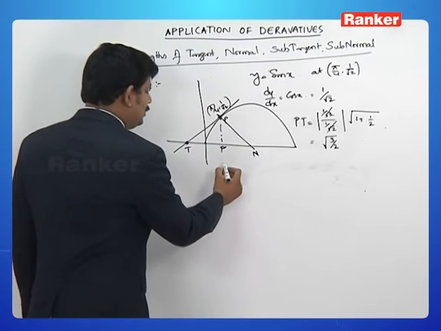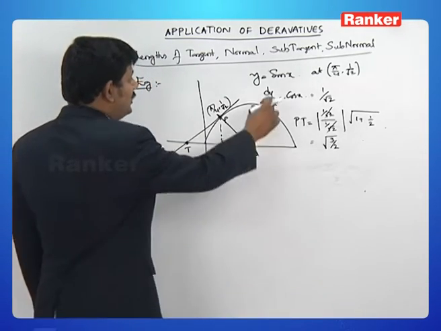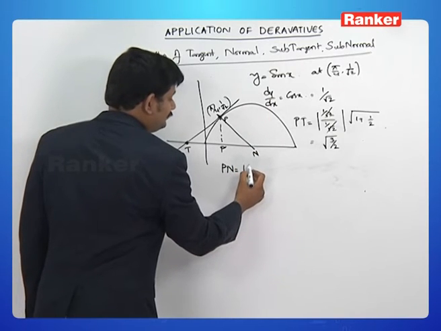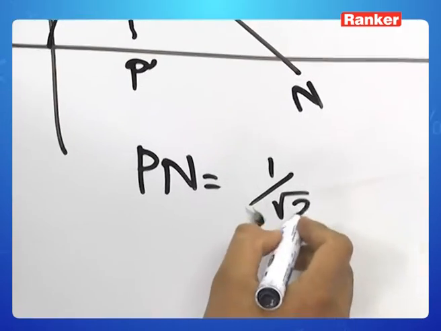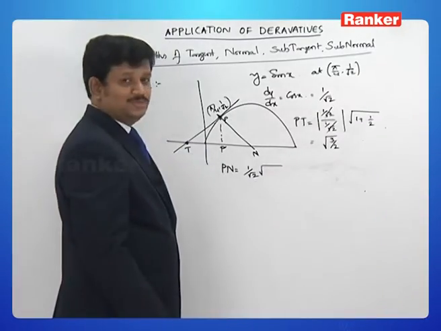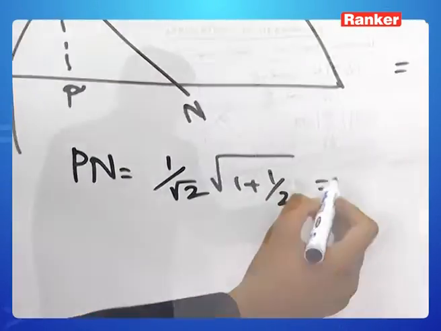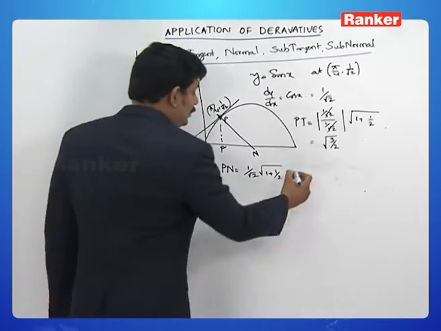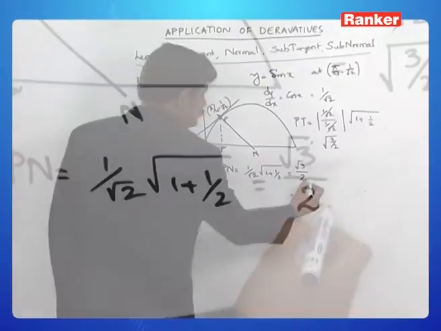Let us find the length of the normal PN. It is mod y1, the y coordinate at that point, which is 1 by root 2, into root over 1 plus m square. 1 plus m square, just now we have found it is 1 plus 1 by 2, or root 3 by root 2, into root 2 becomes 2.